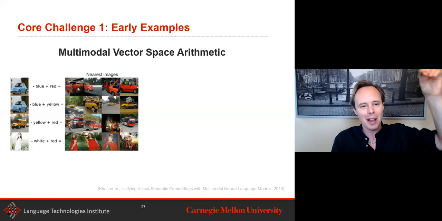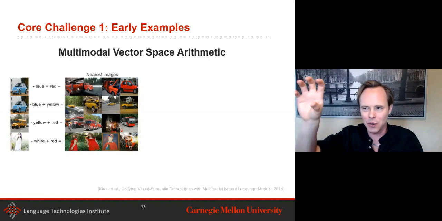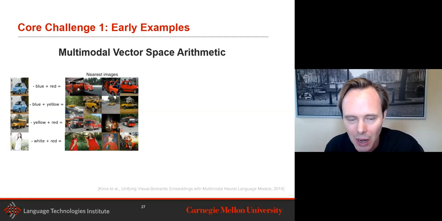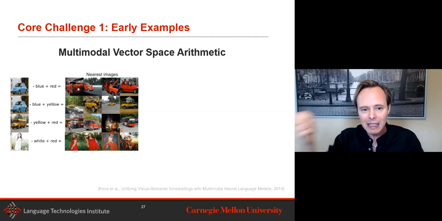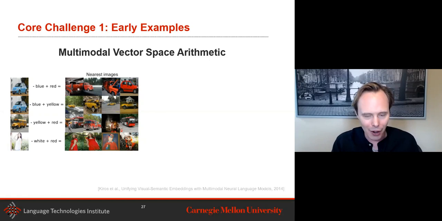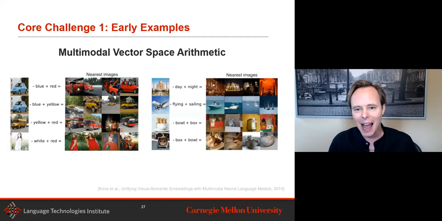The image of a blue car minus blue plus red, you get a new vector, and then you can sample from that, like your nearest neighbor, looking in all of the training data, or you could have a calibration data set for that. And that's really interesting, that suddenly you get images of a red car. You could do it for colors, and then they did it for day and night. So you take a palace and then do it at night, flying plus sailing.